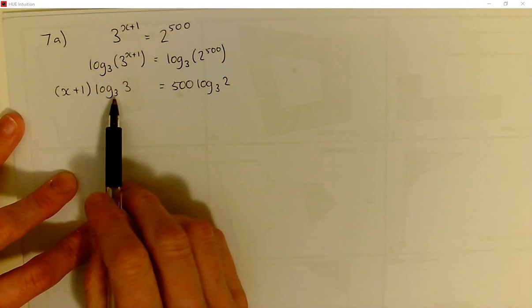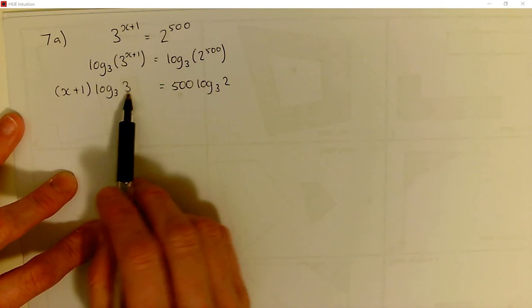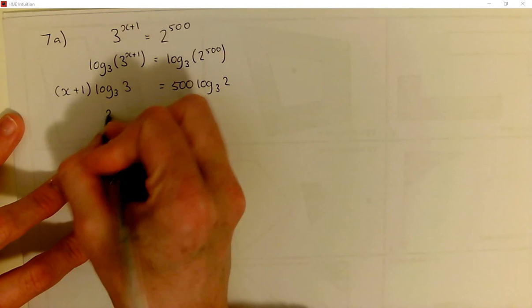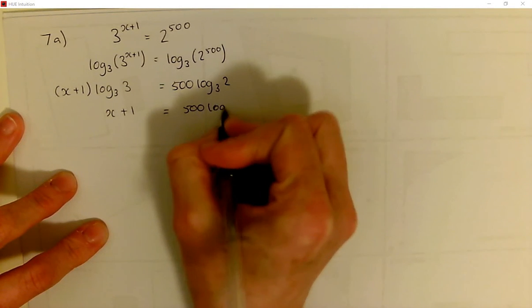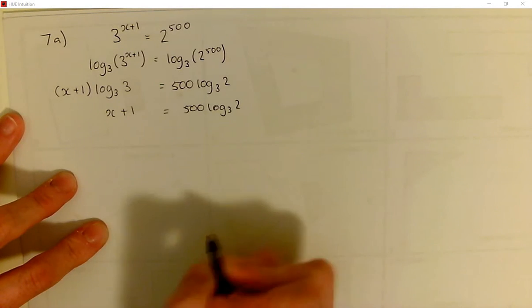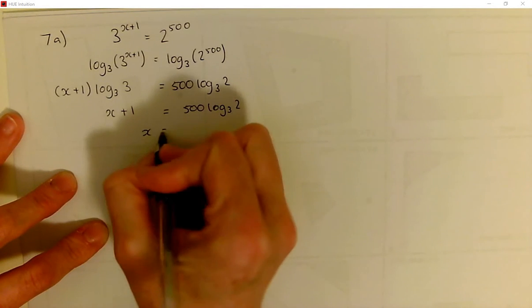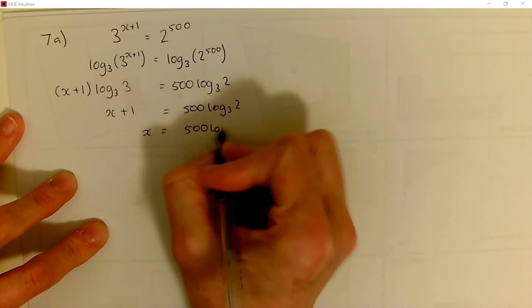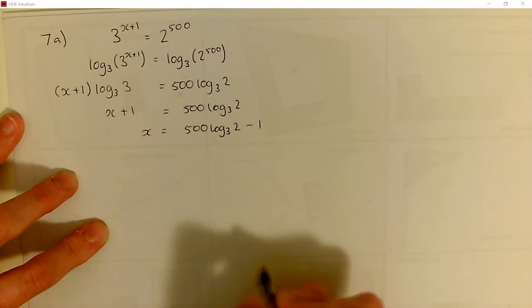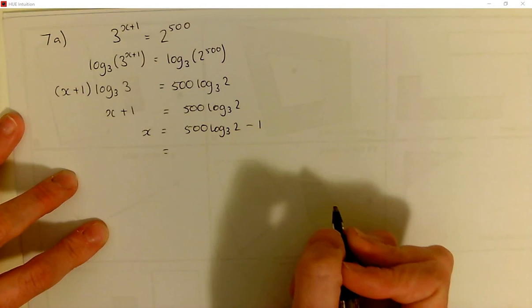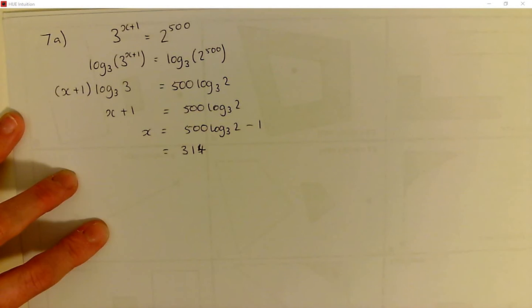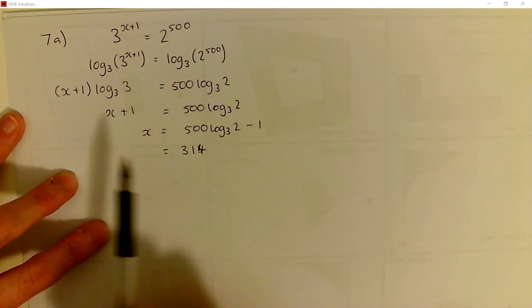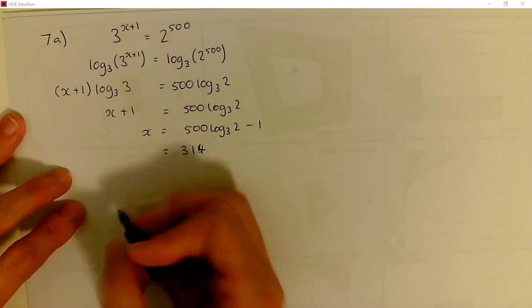Alright, now hopefully you remember that if you've got the same base as the number you're taking a log of, then the answer here is 1. So in fact this is just x plus 1. We've got 500 log base 3 of 2. Okay, and if we want to find x, then we simply subtract the 1. Okay, and then you type that on your calculator and round it to 3 sig figs and you should get 314.